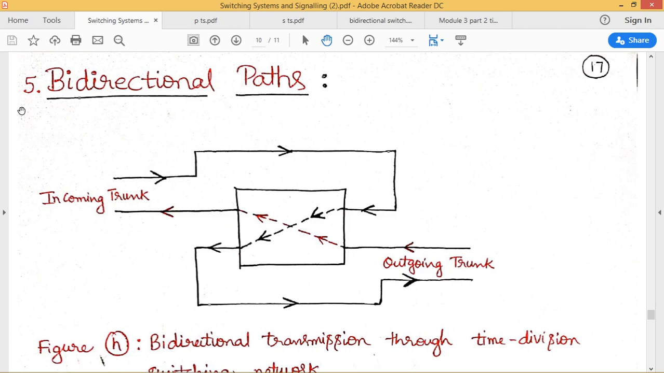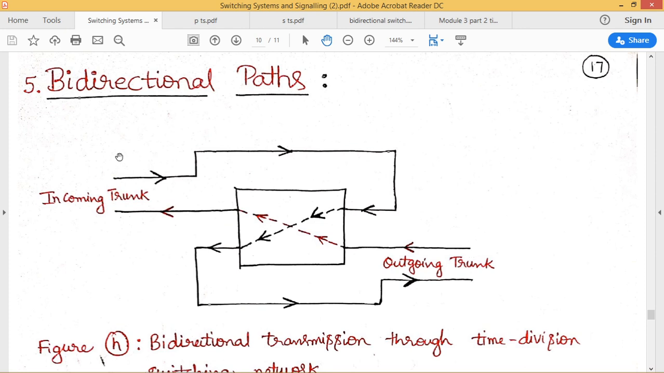Welcome back. In our previous lecture, we discussed STS switching networks and TST switching networks, where they were basically dealing with transmission of data from one side to another side with the help of three stages, STS or TST.